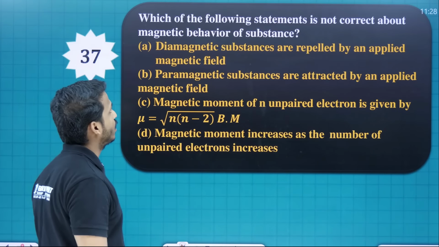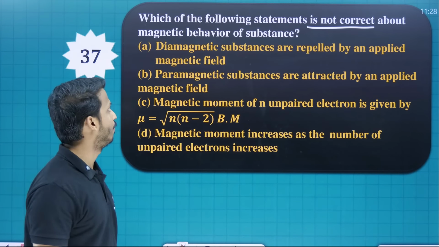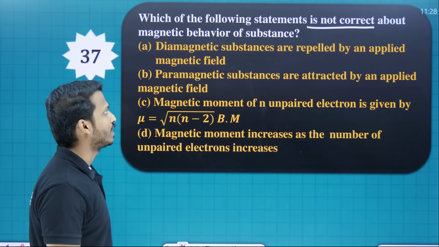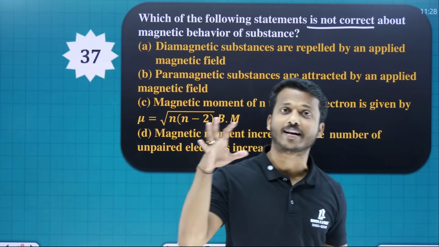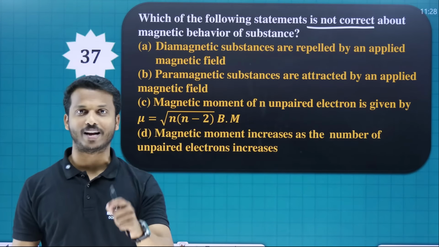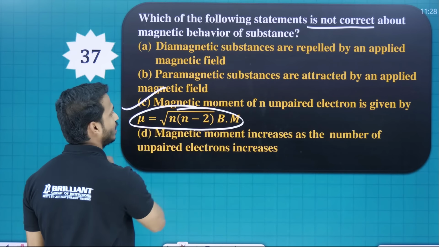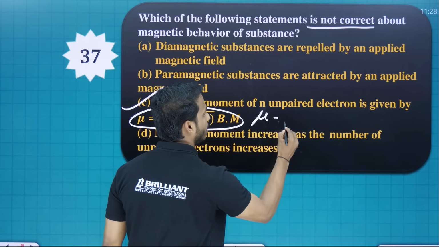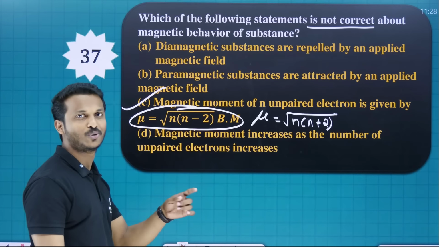Next one. Which of the following statements is not correct about magnetic property of metal? Diamagnetic substances are repelled by an applied field. Yes. Paramagnetic substances are attracted by the external magnetic field. Yes. Magnetic moment, here it is wrong. What is the mistake in this question? You know, magnetic moment is root of n into n plus 2, not n minus 2.